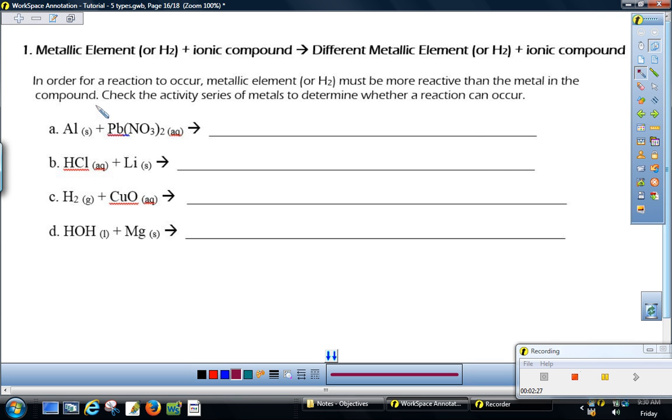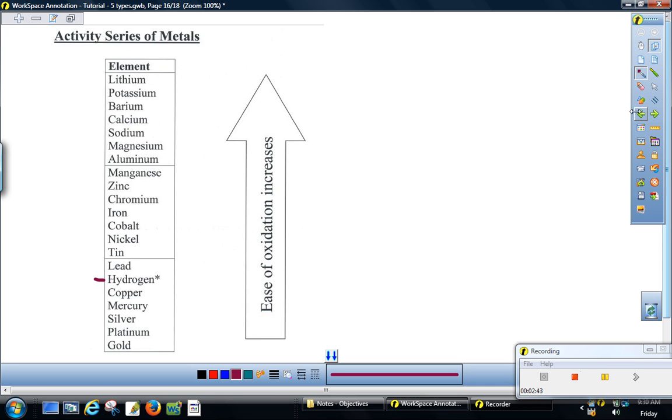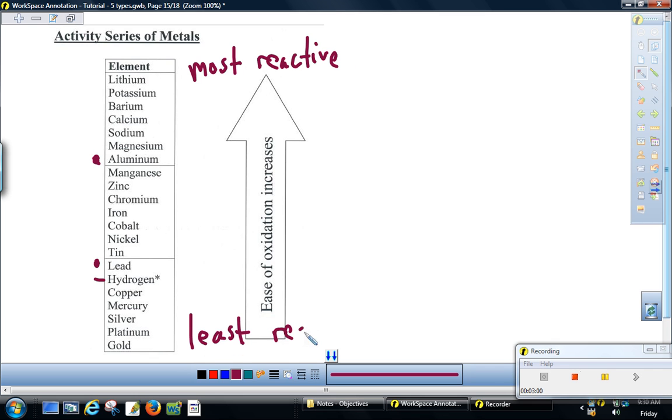Alright, so let's look at how this works. Here we have aluminum metal by itself, and we look at the ionic compound, it's dissolved, it's aqueous. So here's the metal, and I have to compare aluminum versus lead, and I look at that activity series. Aluminum is here, and lead is down here. So aluminum is higher on the list, and the most reactive metal is up top, the least reactive metal is at the bottom.